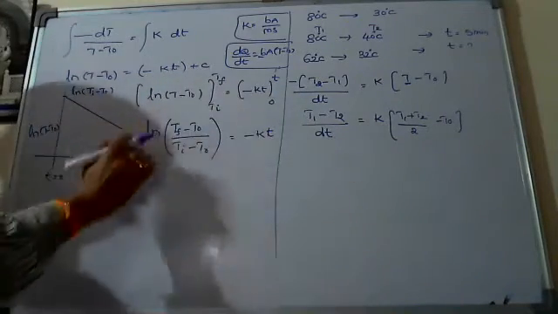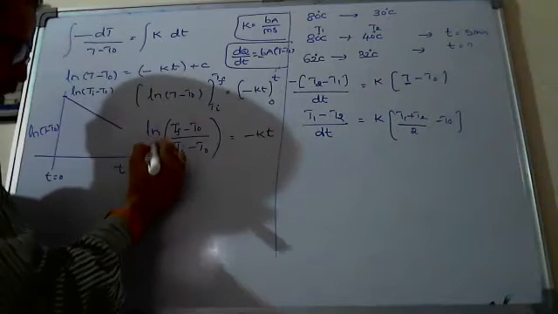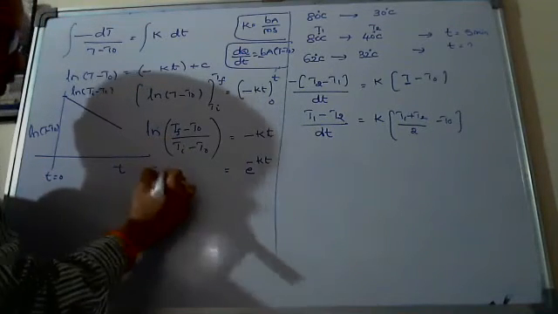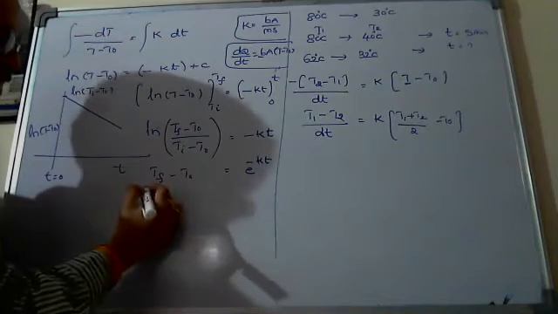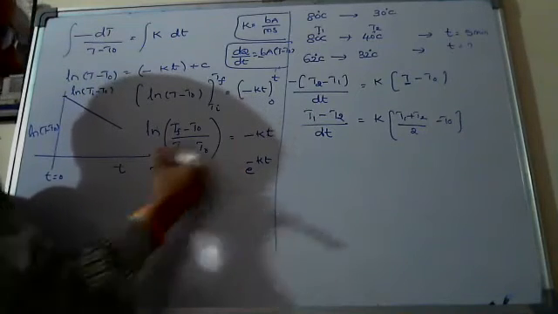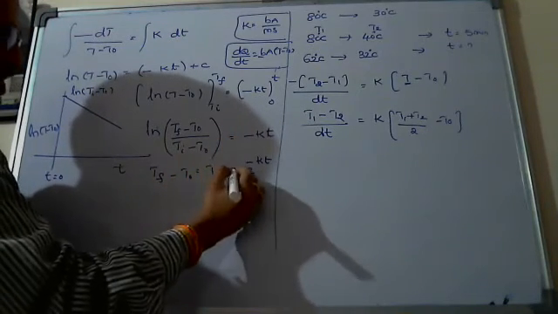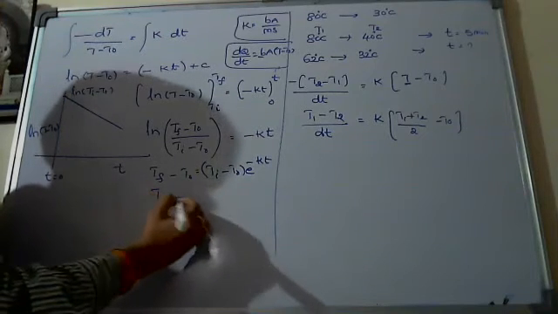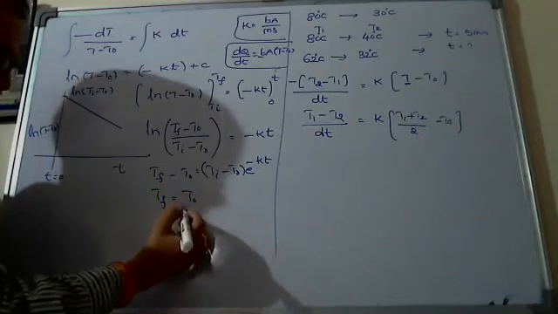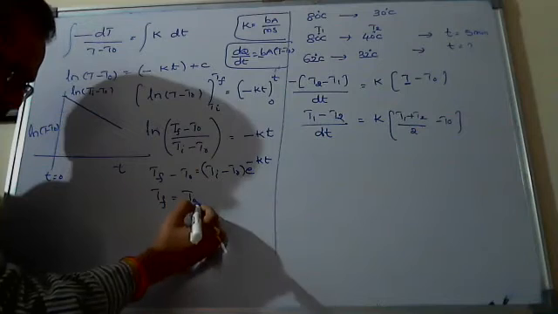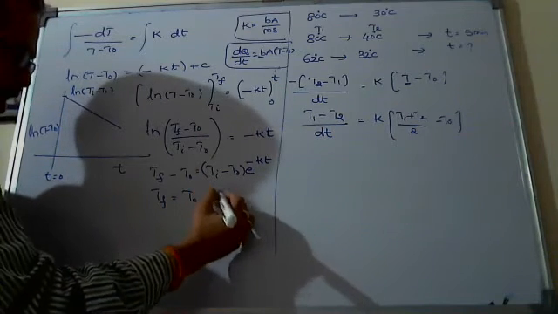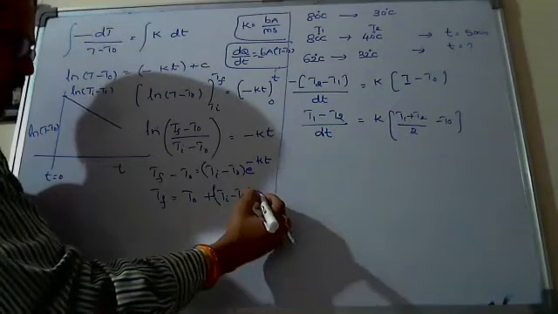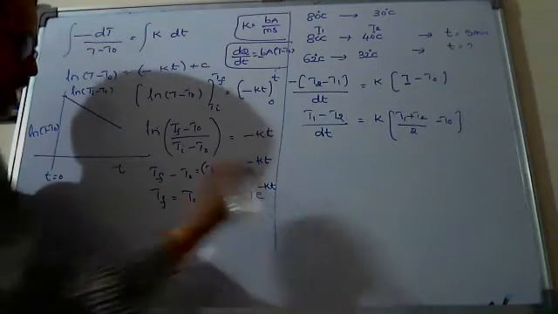So an exponential type of equation you will get, log base e. So e power minus kt is equal to (t final minus t naught) divided by (t initial minus t naught); I take it to the other side, cross multiply. That implies the final temperature I am getting: t naught, the constant room temperature, plus (t initial minus t naught), which is also constant, times e power minus kt.